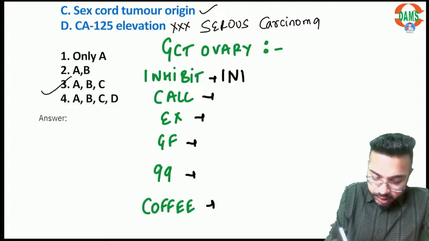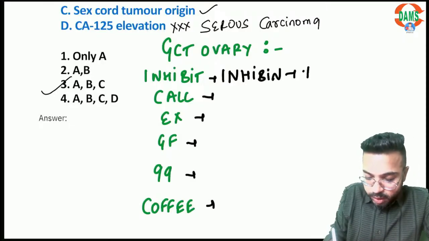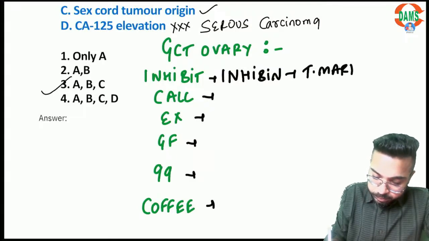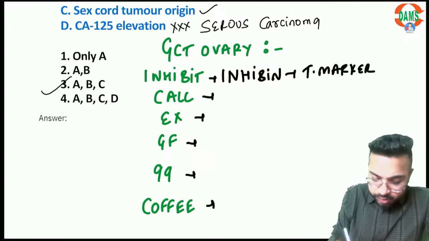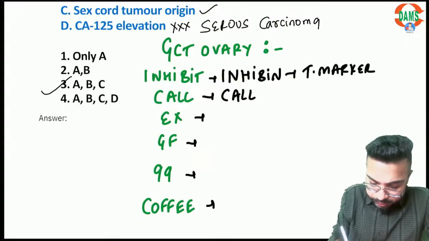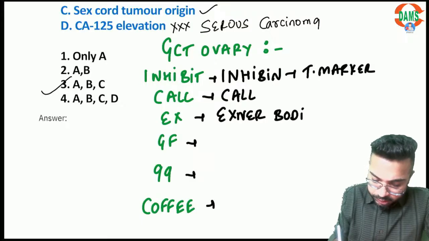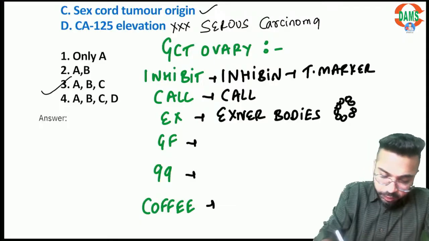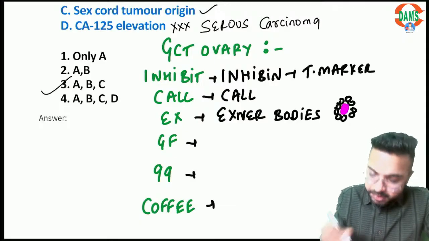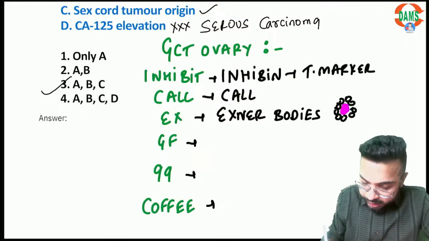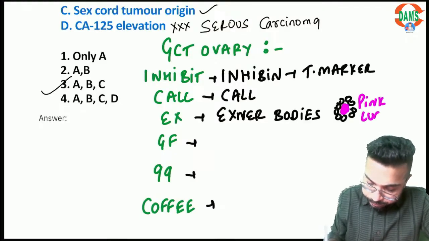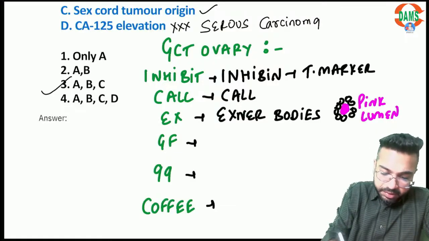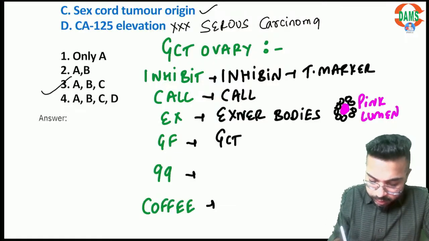So remember, when you think about granulosa cell tumor ovary, you think about inhibin positivity, which is a tumor marker. You think about Call-Exner bodies, the bodies which have this pink eosinophilic lumen. So next year, be prepared for an image-based question with pink lumen, that is Call-Exner bodies. Then girlfriend means it is granulosa cell tumor ovary.